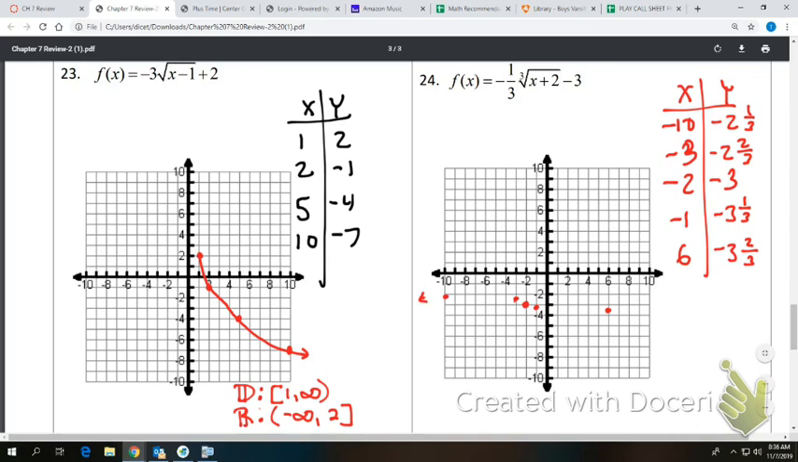So it looks like this. It's just a snake that's been really compressed. Domain and range for both of these are negative infinity to positive infinity. Okay?